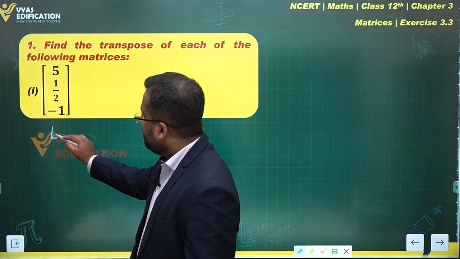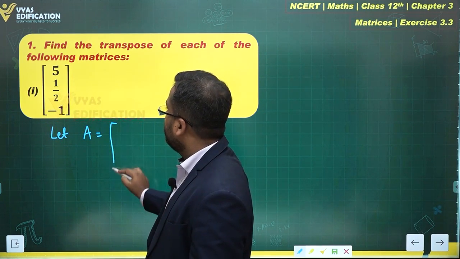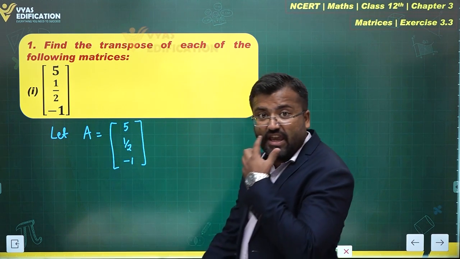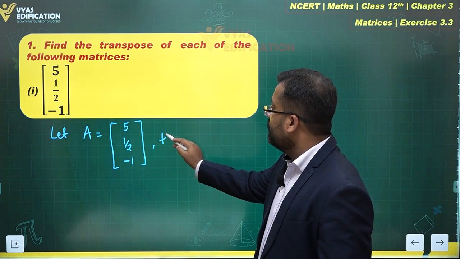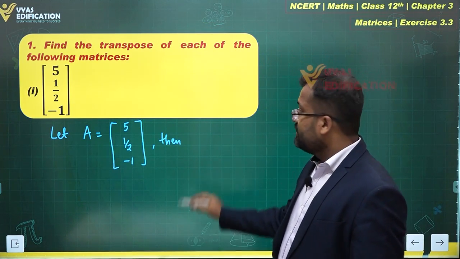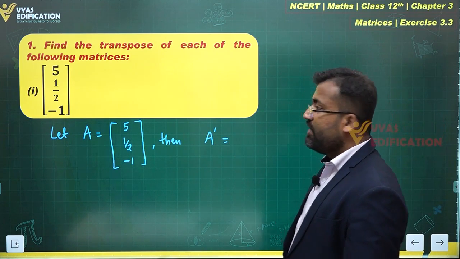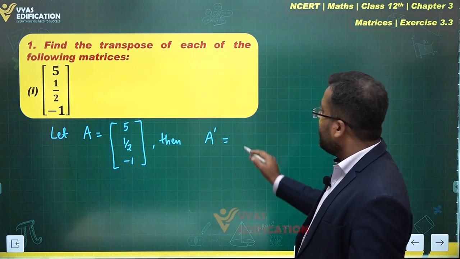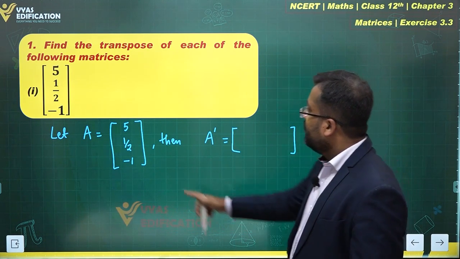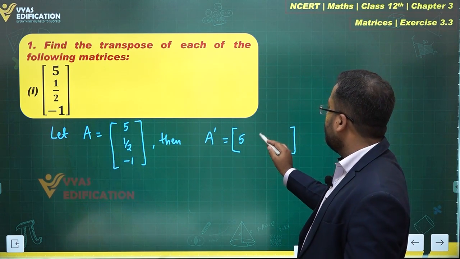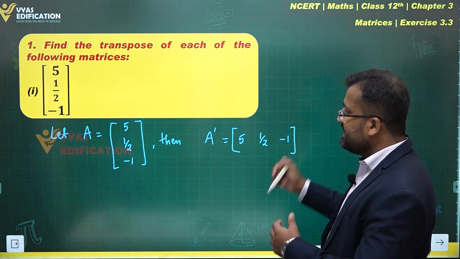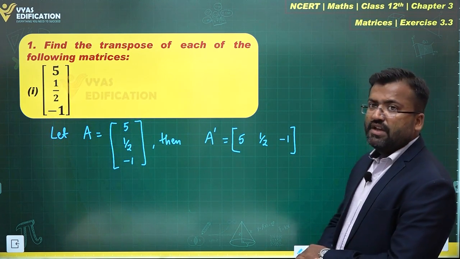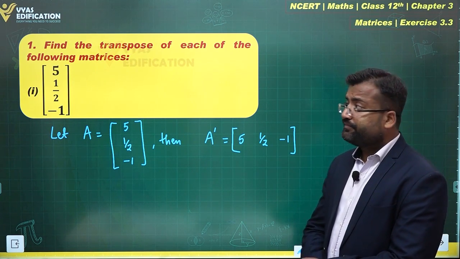Let A equal the matrix with entries 5, 1/2, minus 1. This is a matrix A. Then the transpose of this matrix, A prime, would be equal to what? This is a 3 by 1 matrix, so the transpose would be a 1 by 3 matrix. The first column becomes the first row: 5, 1/2, minus 1, and this is the transpose of that given matrix, as you can clearly observe over here. Is that all? Yes, that is all for this question.